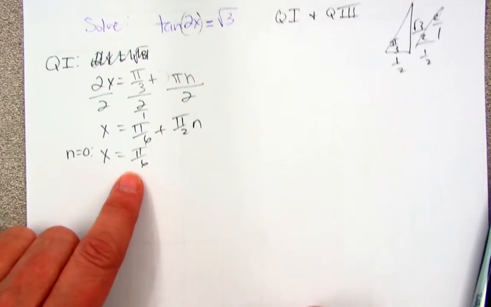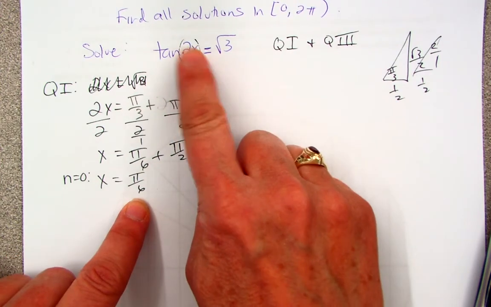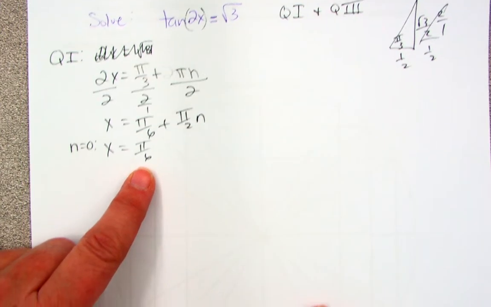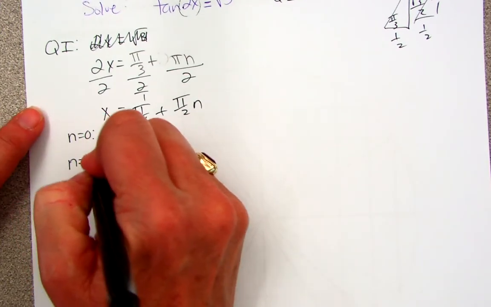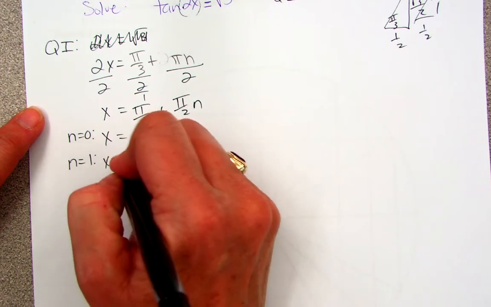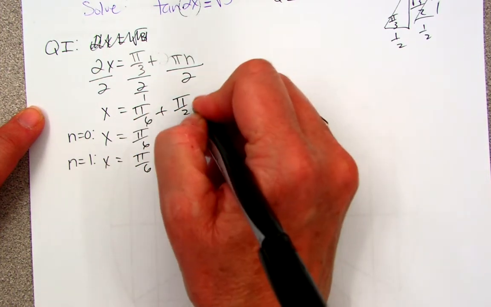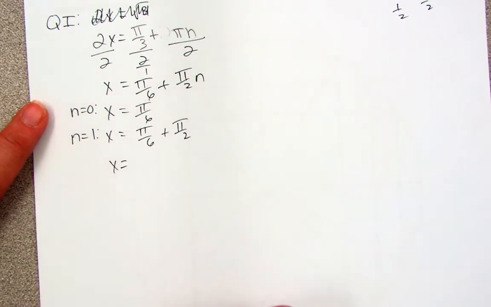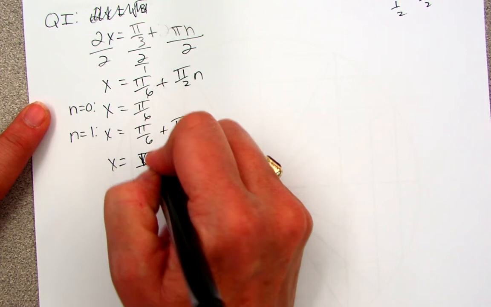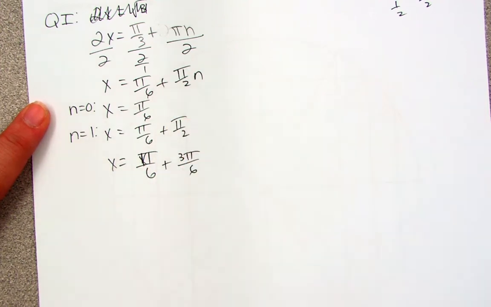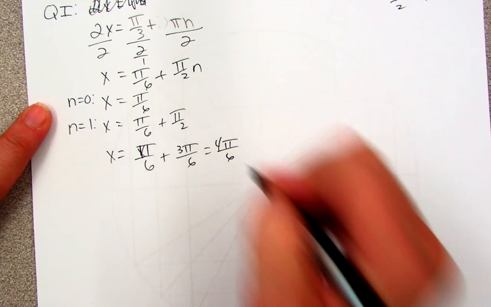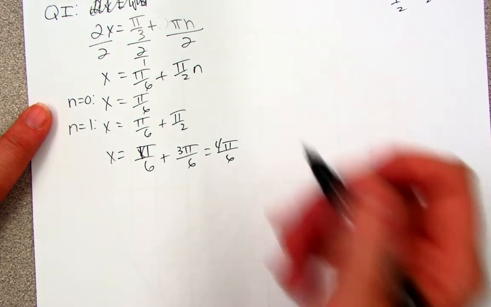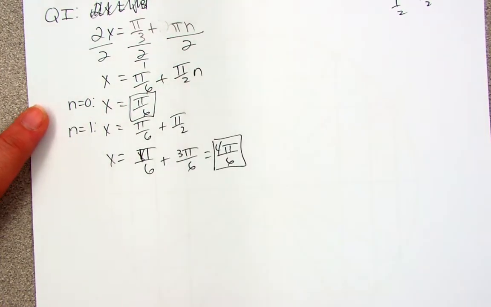Wait, let me make sure. Let me just plug it in. Pi over 6 goes in for x. So 2 pi over 6, which is pi over 3, tangent of pi over 3 is this. Yes, it is. Let's find the next one, if there is. I'm just going to keep counting up by 1. So x equals pi over 6 plus, and I put 1 in here, pi over 2. I need a common denominator. Is that between 0 and 2 pi? Yes, that's 2 pi over 3. So I have a second angle. I've got to keep going till I find them all.